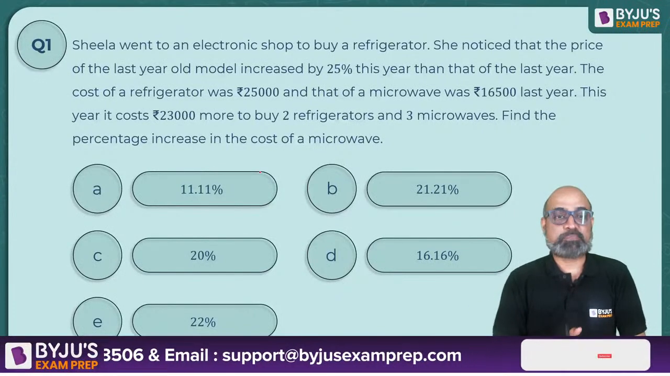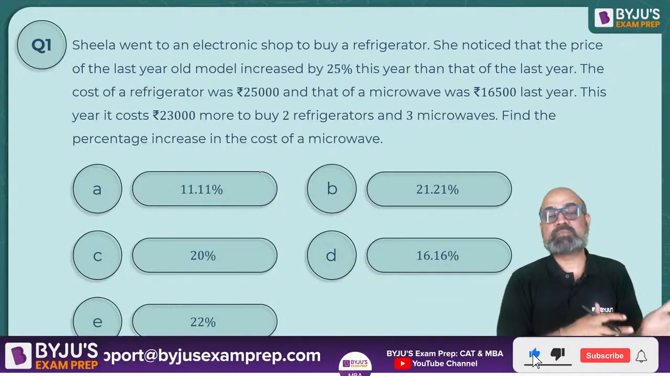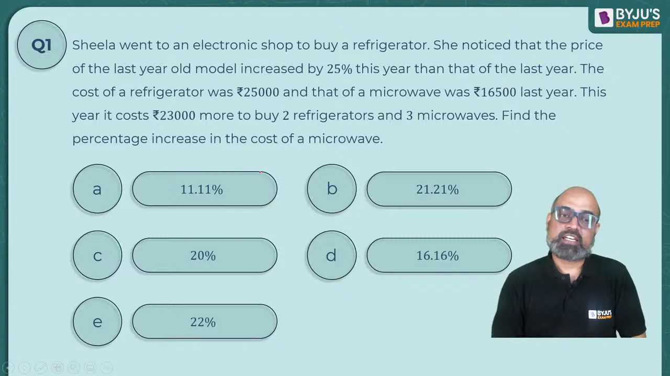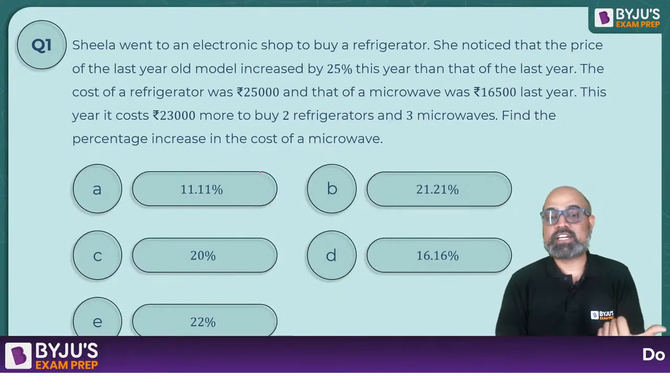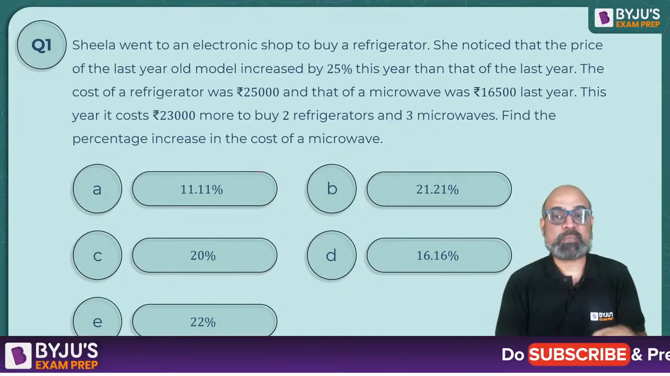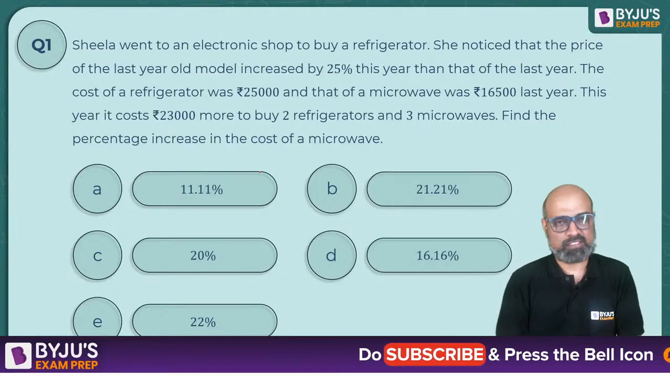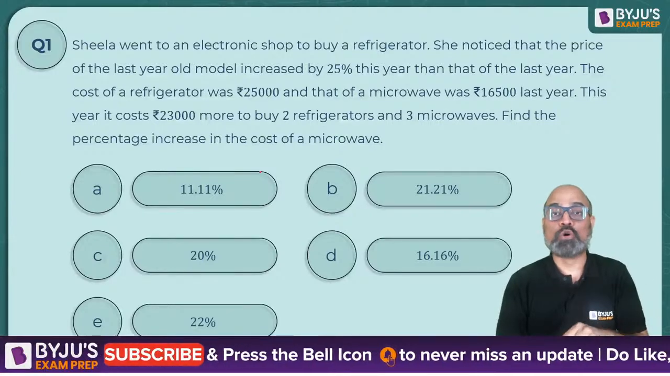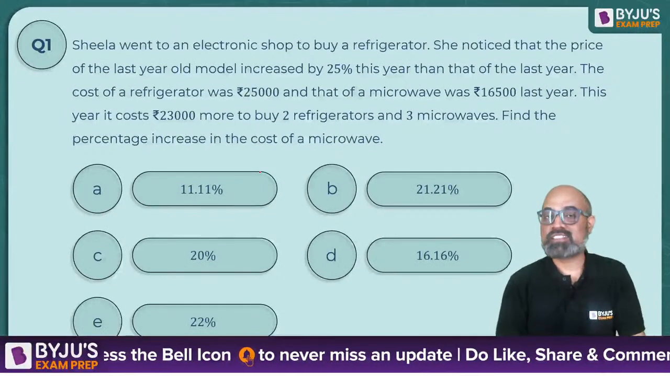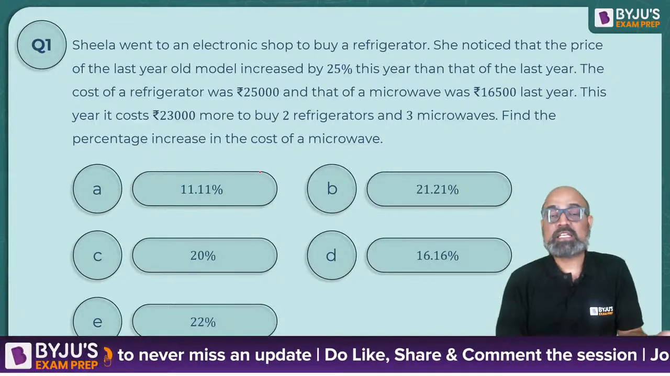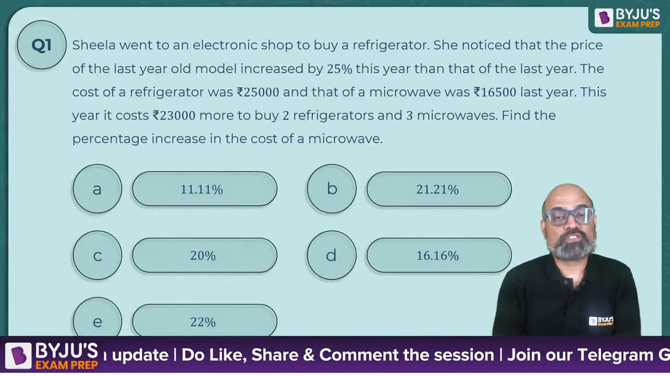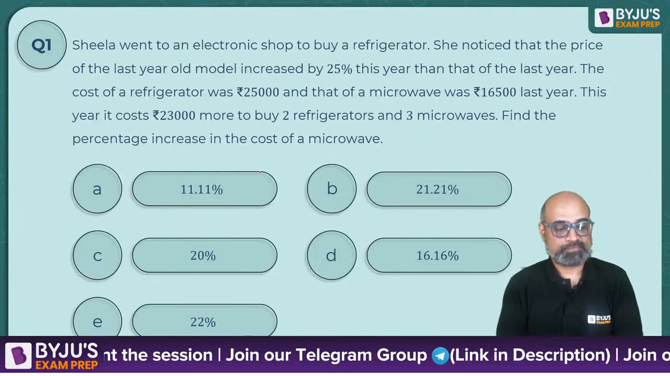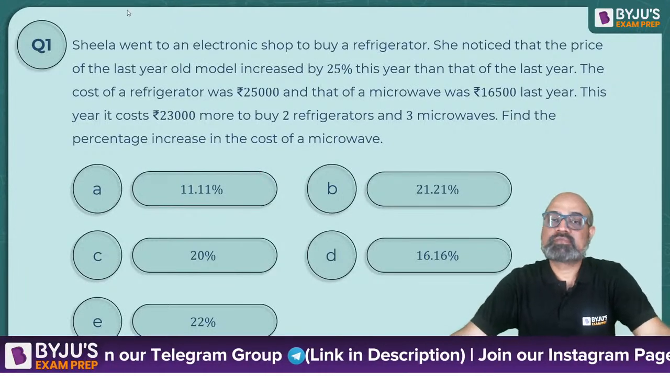She noticed that the price of the last year model increased by 25% this year than that of the last year. The cost of a refrigerator was 25,000 and that of a microwave was 16,500 last year. This year it costs 23,000 more to buy 2 refrigerators and 3 microwaves. Find the percentage increase in the cost of a microwave. Go ahead, try. I'm looking at the timer, 30 seconds to 1 minute.